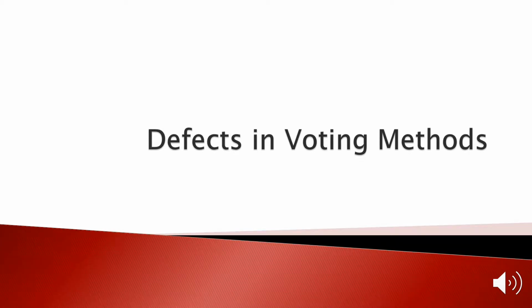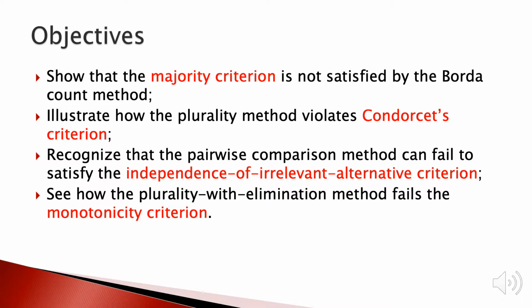Hello everyone. In the last section, we discussed the 4 voting methods and studied how to apply them to determine the winner of an election. In this section, we are going to discuss the defects of each of the voting methods based on some criteria. Specifically, we're going to see how the Borda count method fails to satisfy the majority criterion.